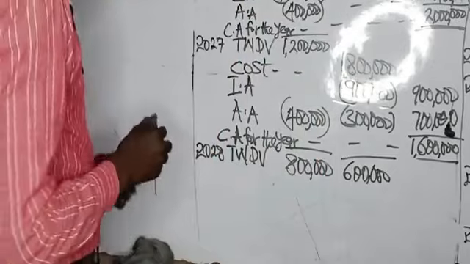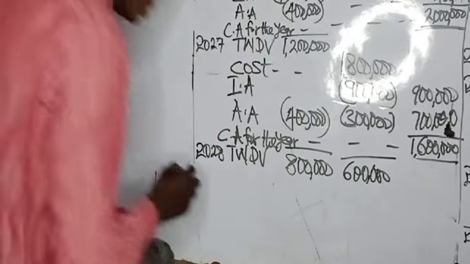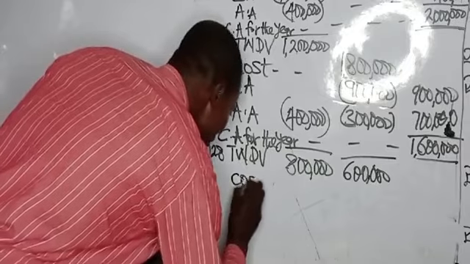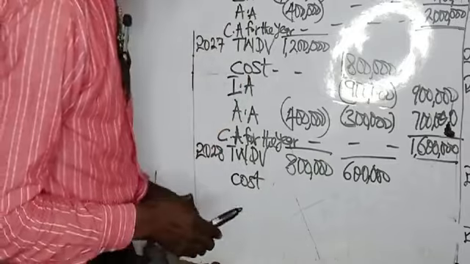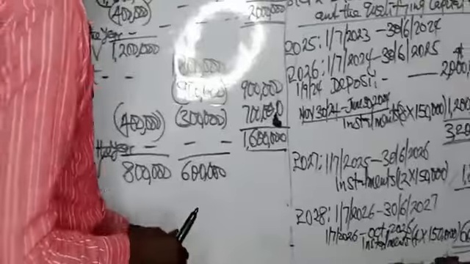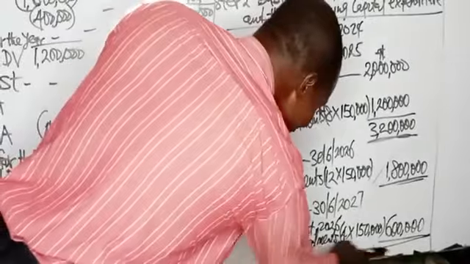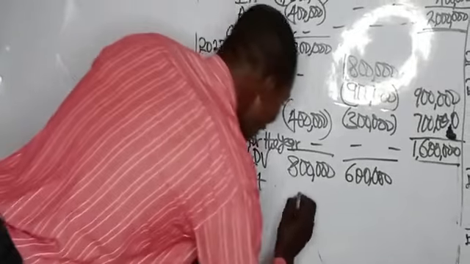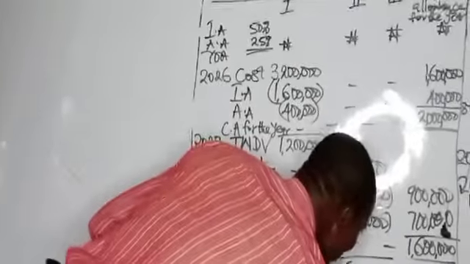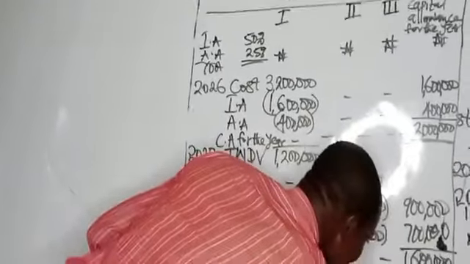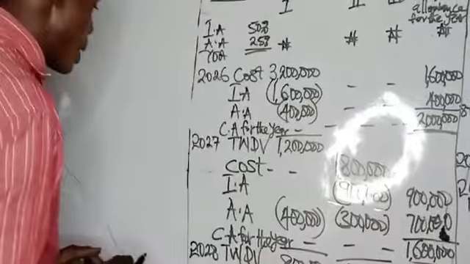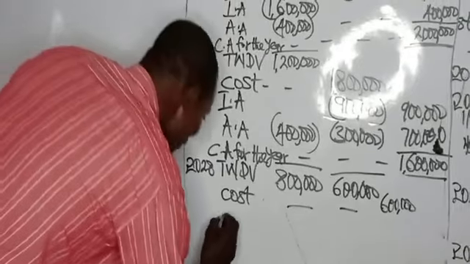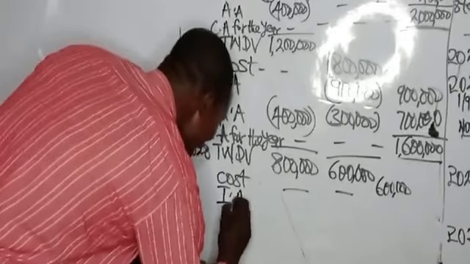Then the one that qualifies in 2028, you have cost. The cost of the asset that qualifies in 2028 year of assessment is 600,000. So we have the third class, which is 600,000. You can only claim initial allowance on that. So we have initial allowance.